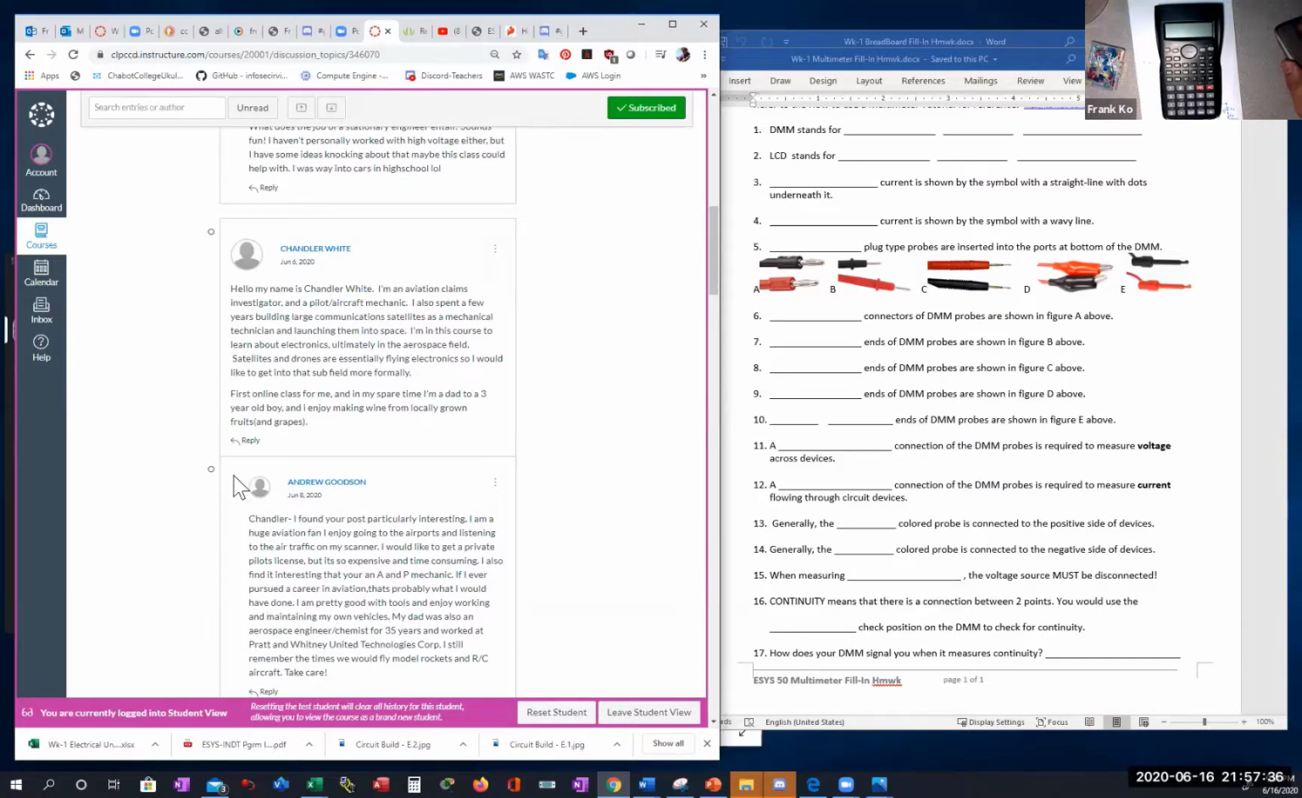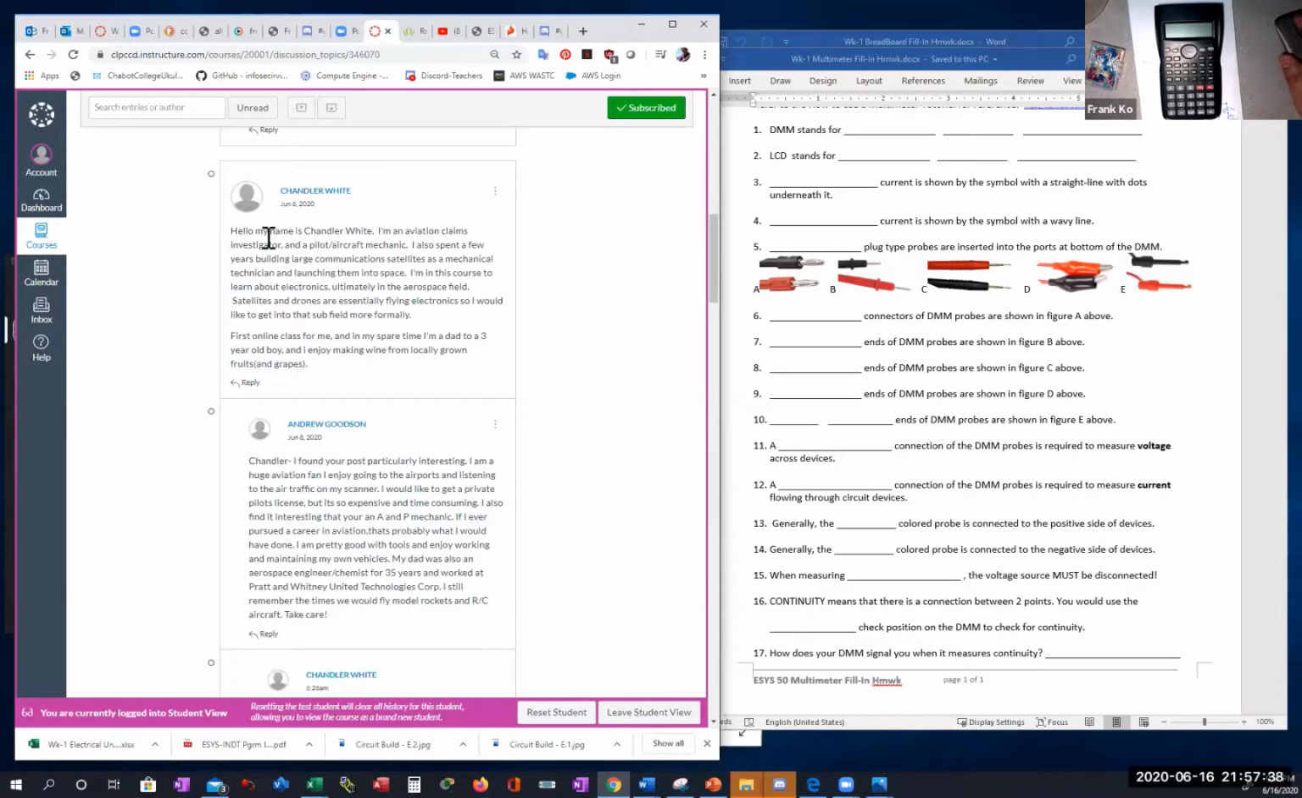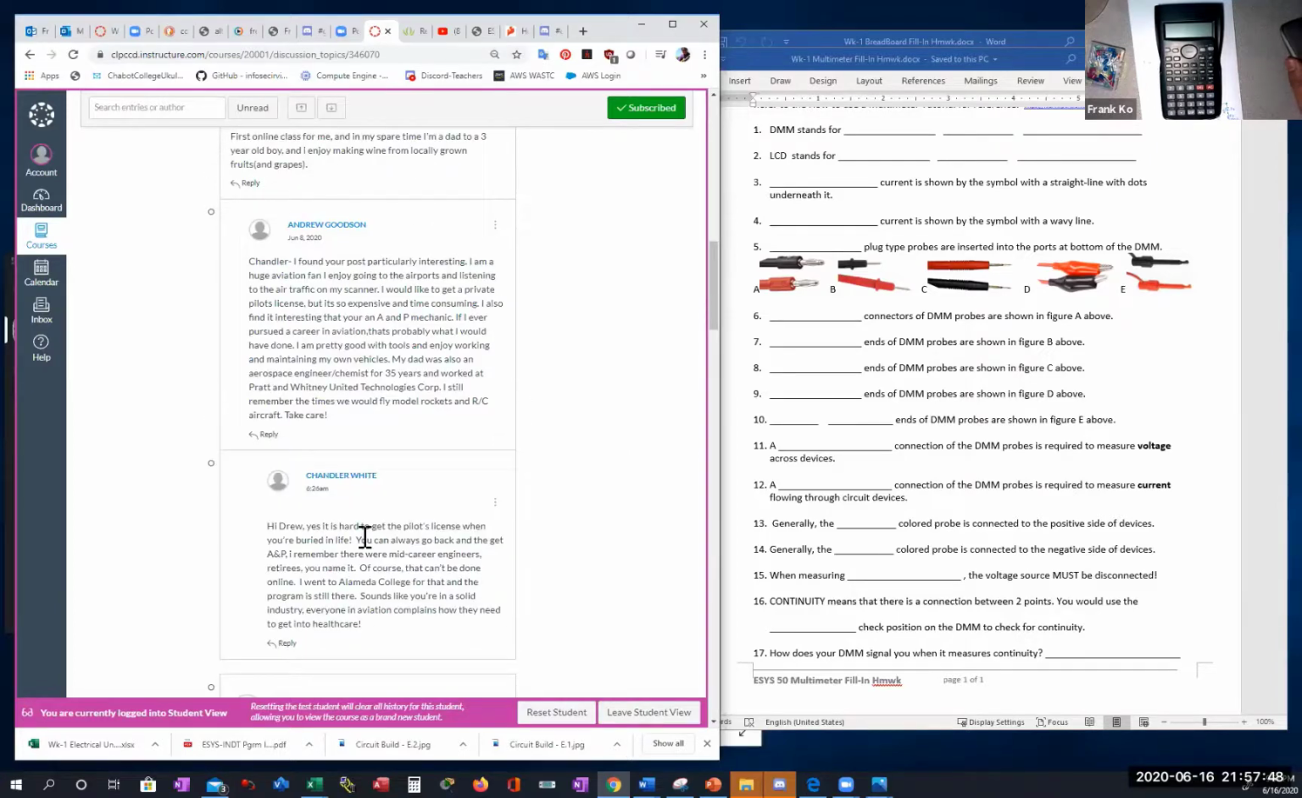And then Andrew did a reply to Chandler. We can tell it's a reply because it's indented. And he wrote down, Chandler, I found your post particularly interesting. And it goes on from there. And then Chandler replied back to Andrew because that's indented further.